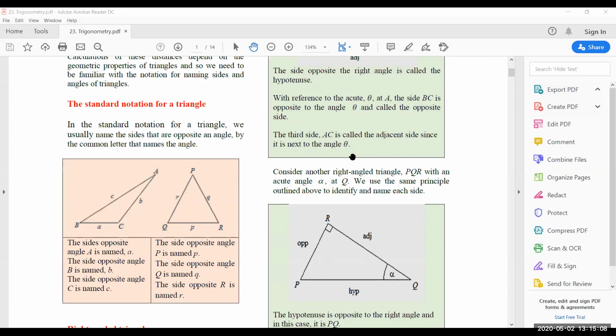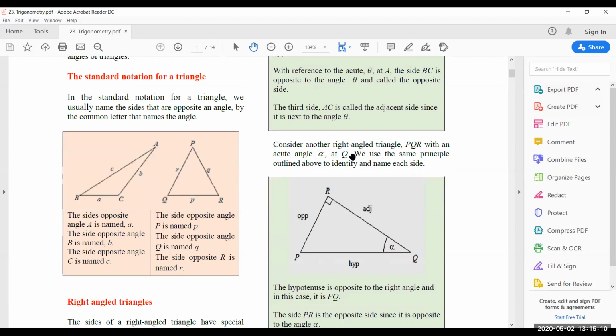So let us consider another right angle triangle PQR with an acute angle theta at Q over here. We use the same principle outlined to identify and name each side. So again, this is the largest angle. Opposite the largest angle is called the hypotenuse. This is the given acute angle. So the side that is facing this is called PR, and it's called the opposite, and the adjacent is whatever remains.